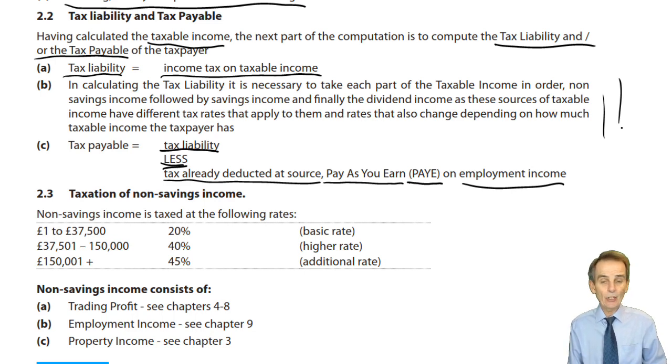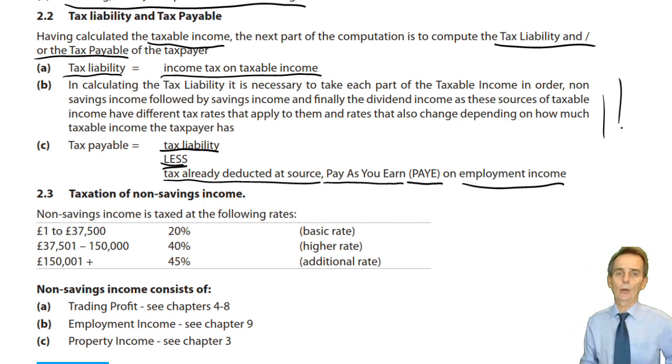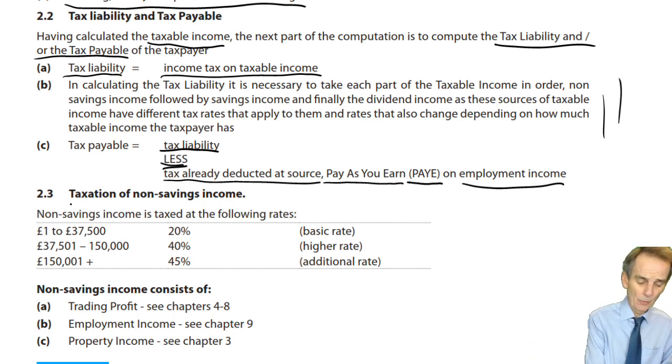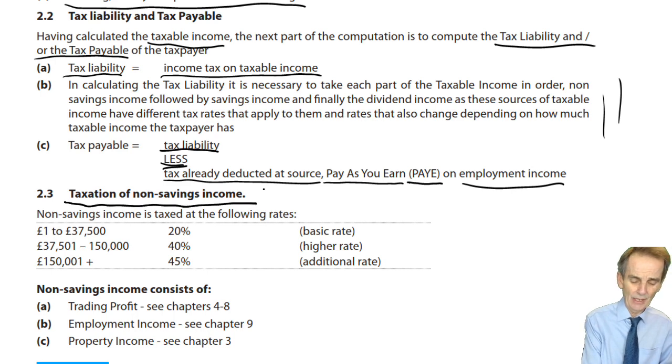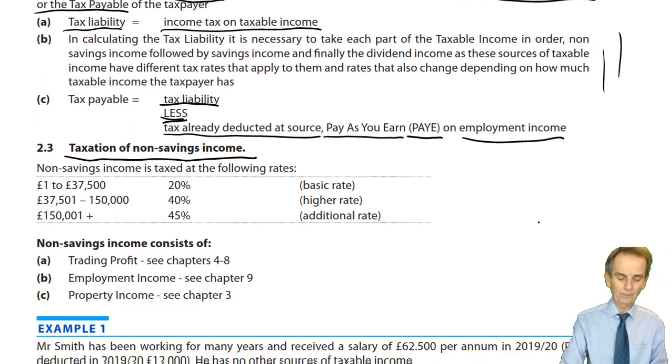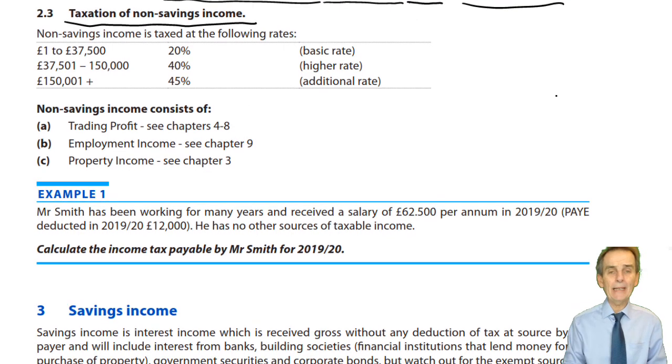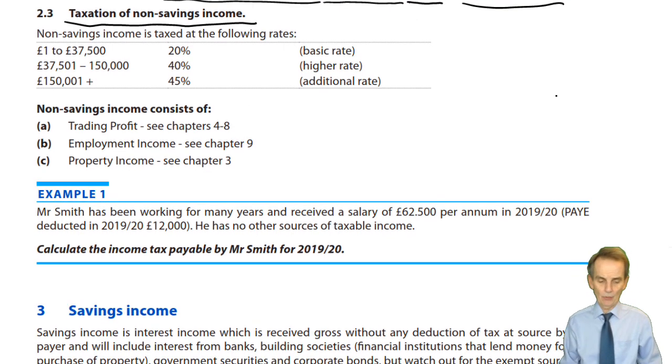You then simply need to know how to apply them. Now we'll build to that complete computation where you've got everything: non-savings, savings and dividend income. But we'll start with the taxation of non-savings income. We'll keep it simple.